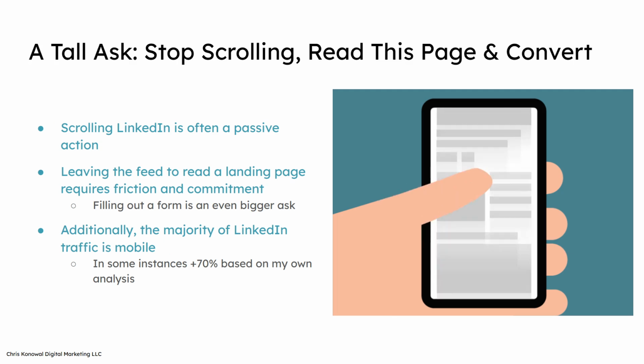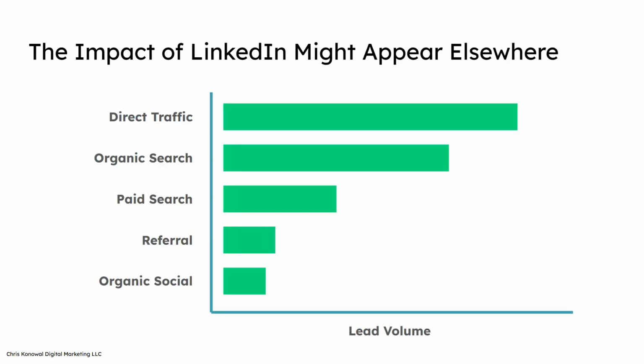And that's why I often see when working with B2B clients that the impact of LinkedIn ads appears elsewhere, particularly a lot of the leads that are influenced or impacted by LinkedIn show up in direct traffic or organic search. So if you're in the B2B space running LinkedIn campaigns and your lead report looks something like this when pulling it from GA4 or your CRM, don't worry, you're not alone. That's often what I see as well, but that doesn't mean that the LinkedIn campaigns aren't working.